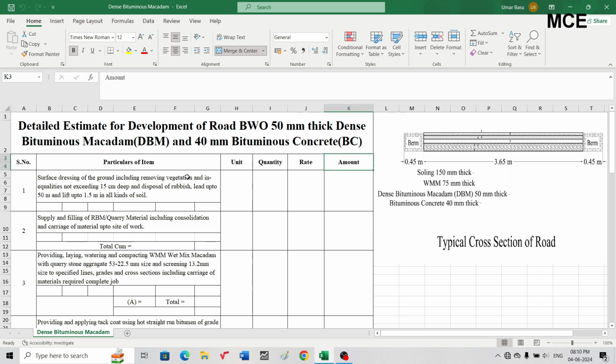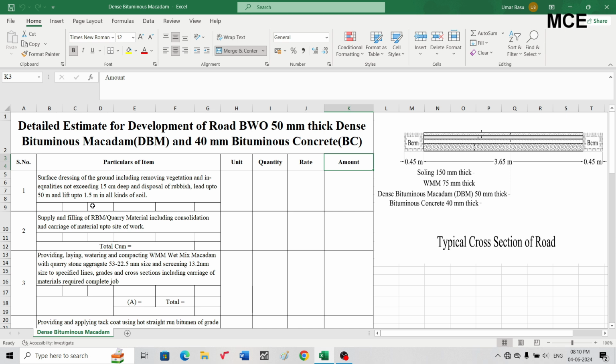So the first item which I am taking for this estimate is the surface dressing of the ground. This includes the removing of the vegetation and inequalities. This is just used to clear the ground surface. I am taking this as the first item. It entirely depends on your road surface whether you have to include this item in your estimate or not.